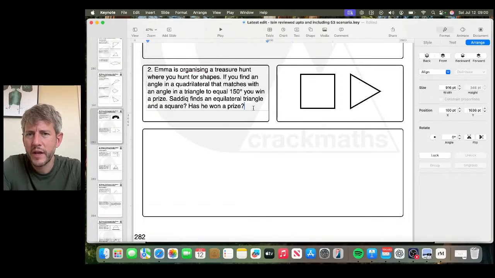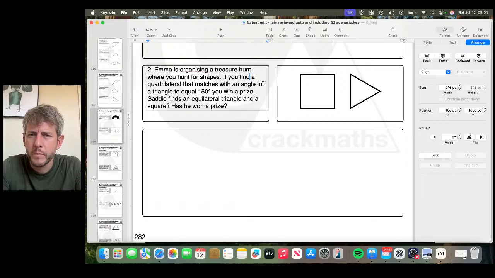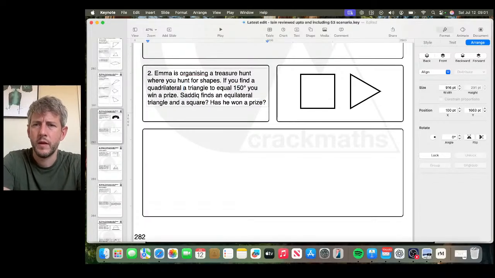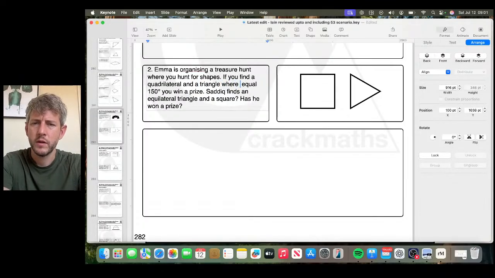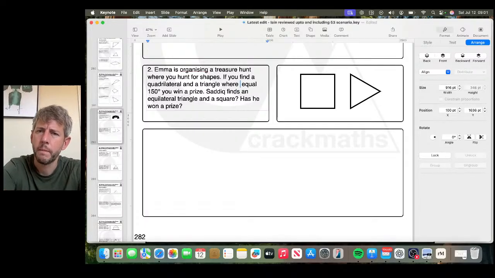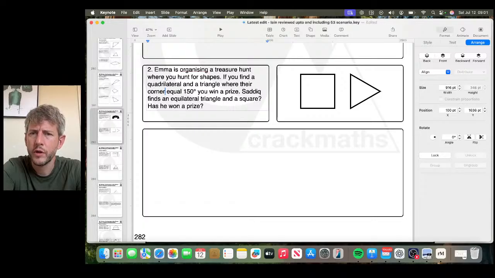Emma is organising a treasure hunt where you hunt for shapes. If you find a quadrilateral and a triangle where their corners can be put together to equal 150 degrees, you win a prize.